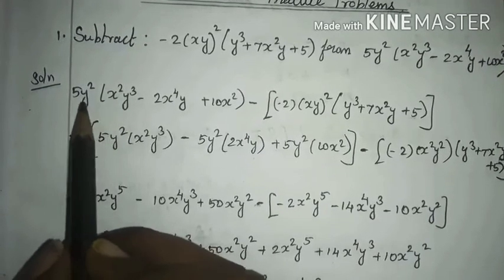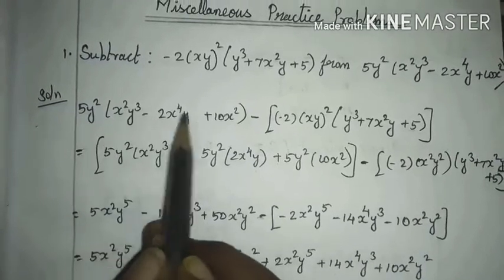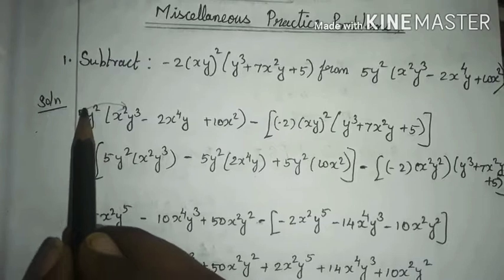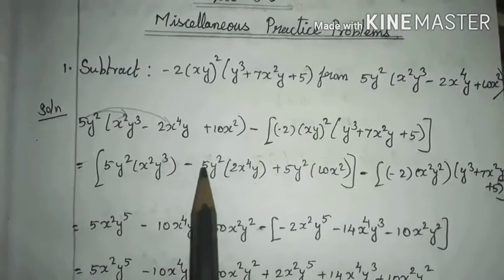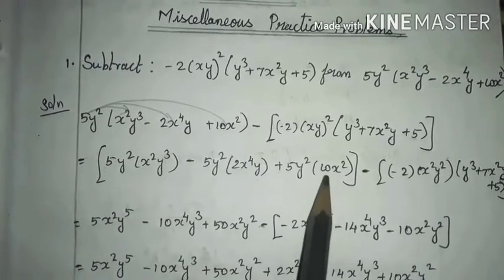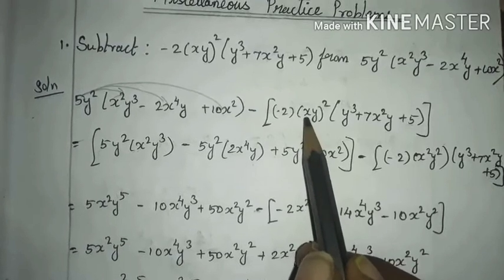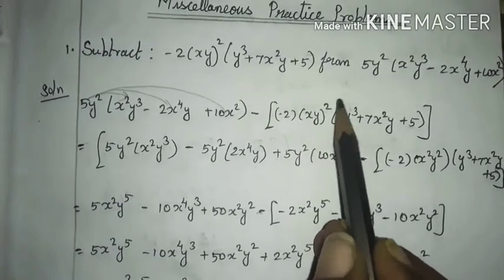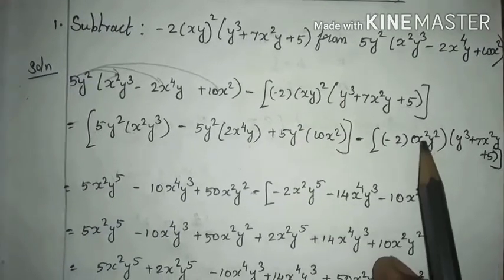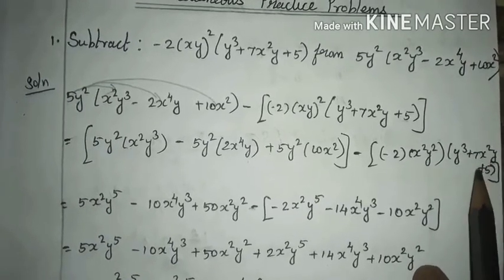Now first we are going to remove the bracket. For that we are going to multiply this 5y square with all the three terms inside the bracket, that is 5y square into x square y cube, then again 5y square into 2x power 4y, then again 5y square into 10x square. But in this expression we have xy the whole square, so we are going to remove this whole square. We get minus of minus 2 into x square y square into y cube plus 7x square y plus 5.